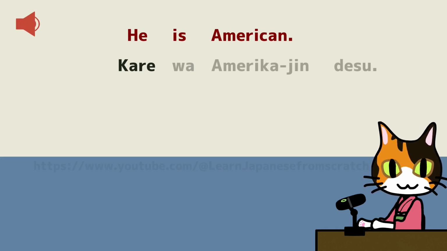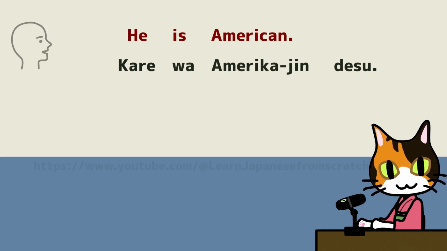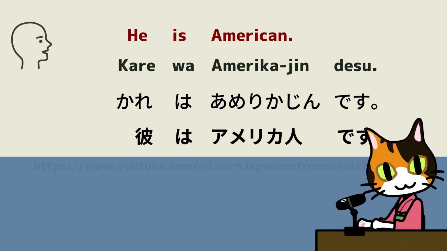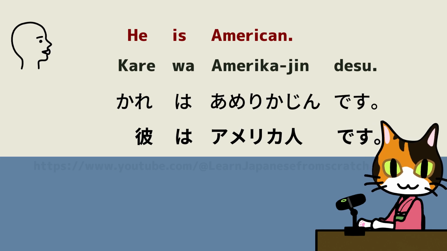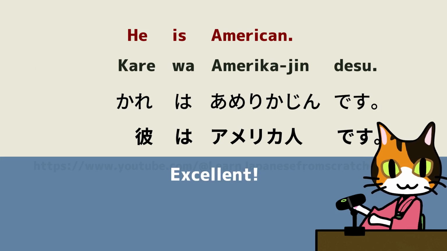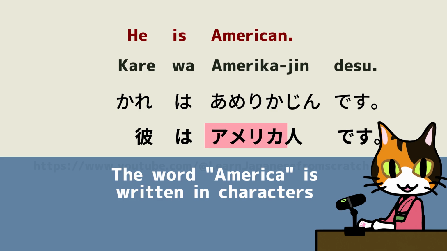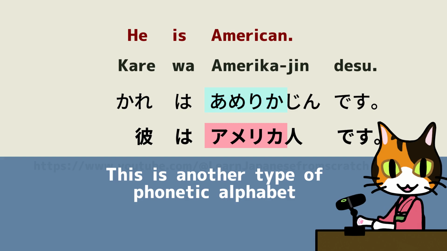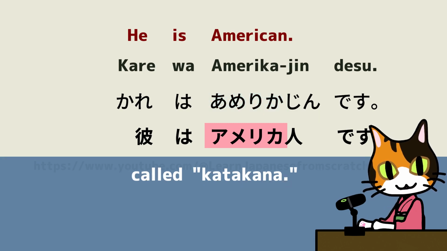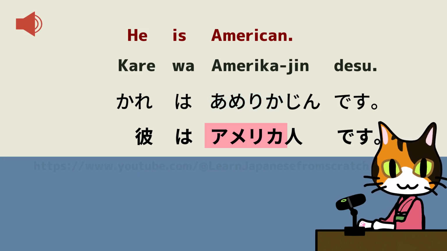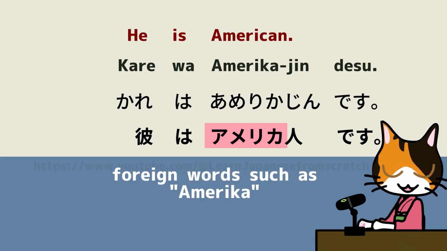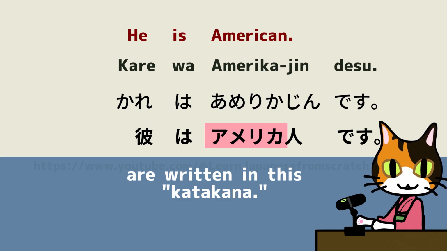Exactly. 彼はアメリカ人です。Excellent. The word America is written in characters that look slightly different from hiragana. This is another type of phonetic alphabet called katakana. カタカナ。 In modern Japanese, foreign words such as America are written in this katakana.